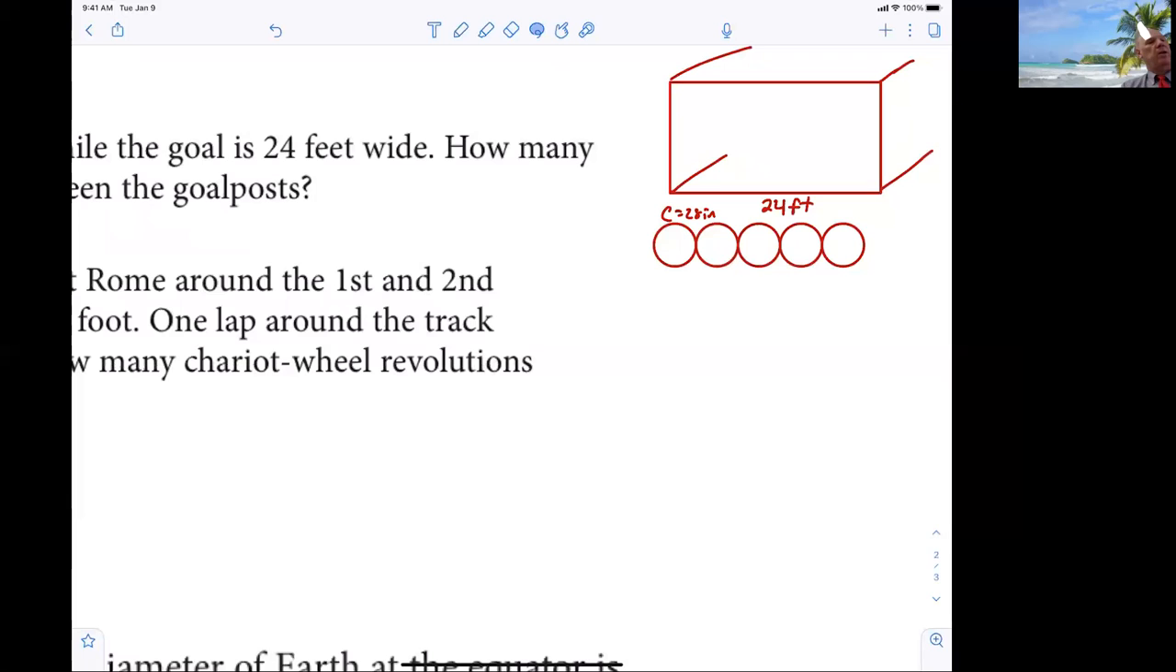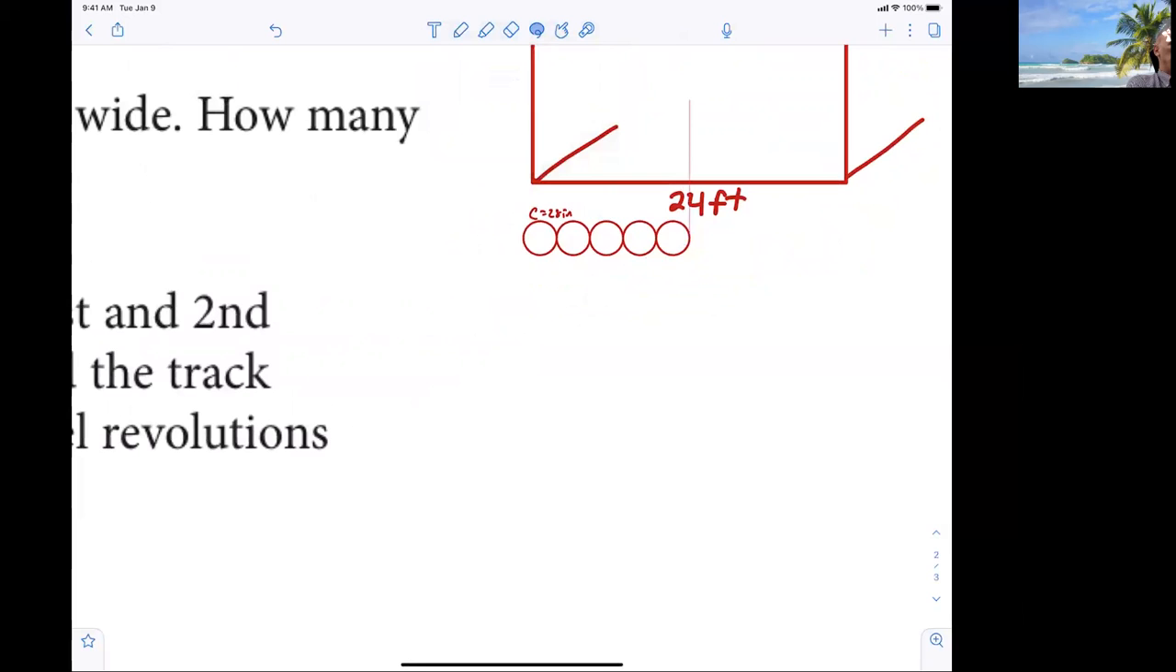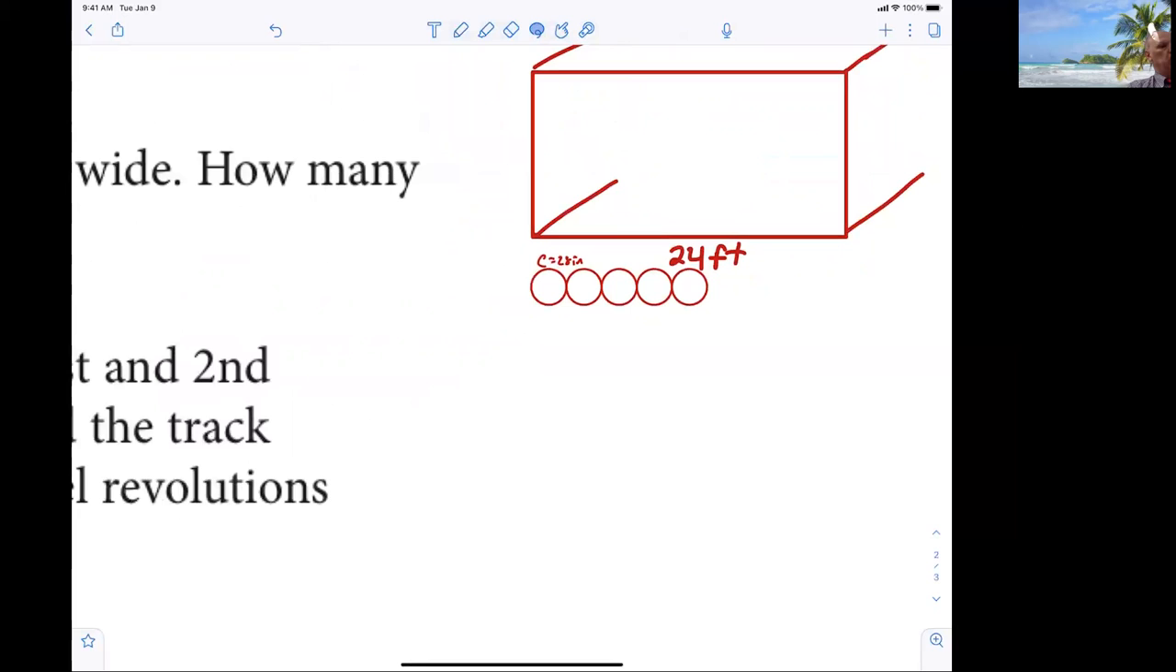So now how would I do that? Now don't say 5, because that's obviously not drawn to scale. So how would I figure this out? No. 24, I definitely need to convert to inches though. So how do I convert 24 feet into inches? How many inches in a foot? Come on, 12 inches in a foot. So if I have 24 feet, how many inches do I have?